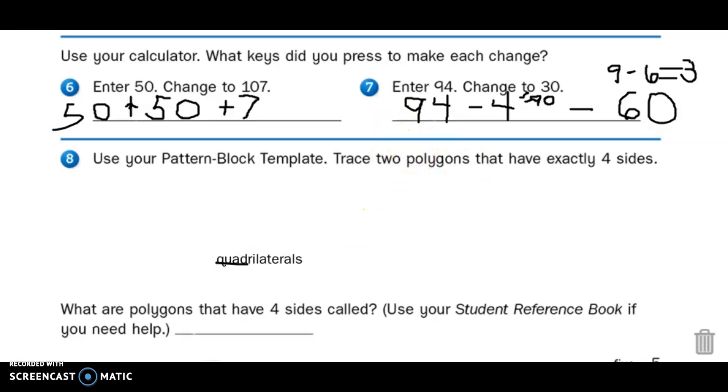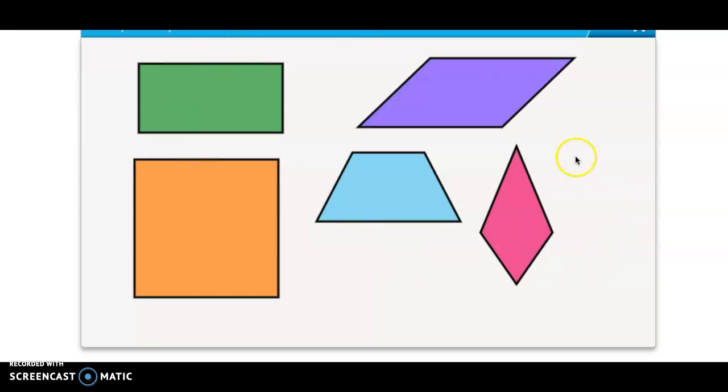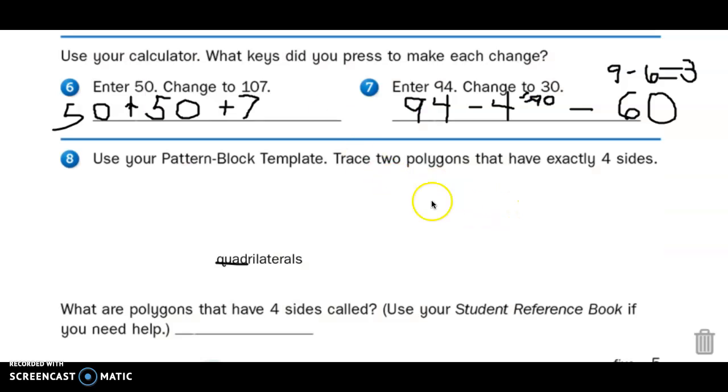So trace 2 polygons, 2 of these. Put me on pause if you need to. Put them right into this blank space and write quadrilaterals on this line. Then when you're finished, make sure to take a picture and send it in to your teacher.